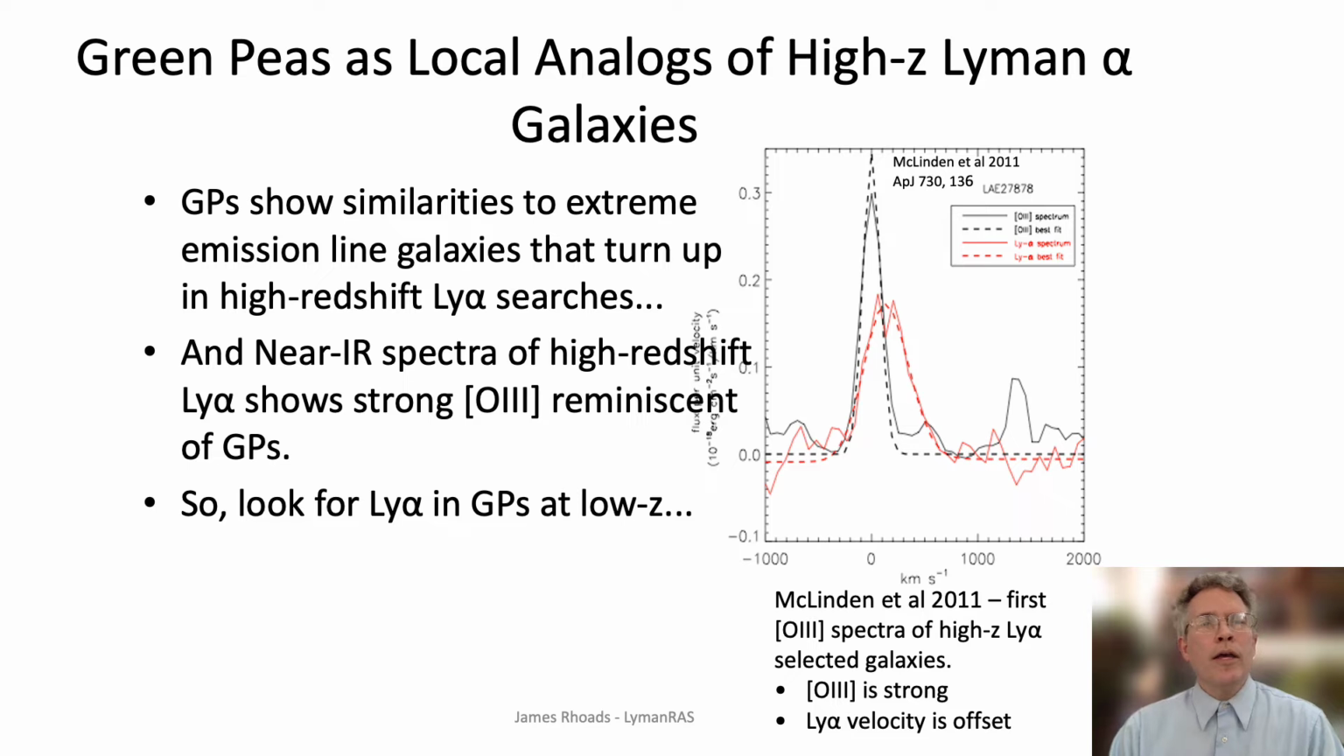So, based on these inspirations and on the observation of very strong oxygen-3 from the class of green pea galaxies, we got interested in looking at green peas in the UV to look for their Lyman alpha emission. We weren't the only ones.